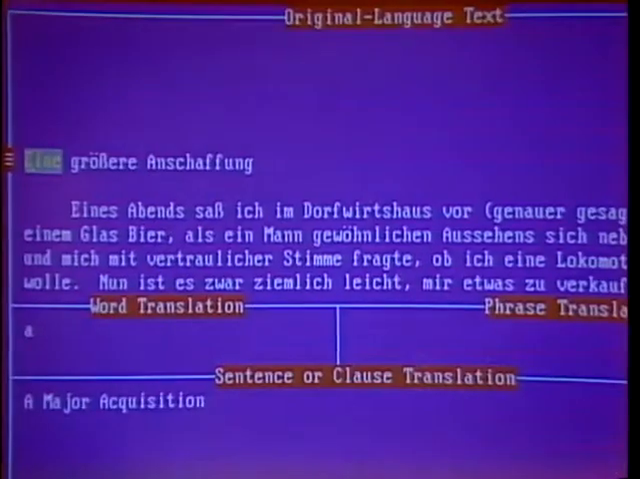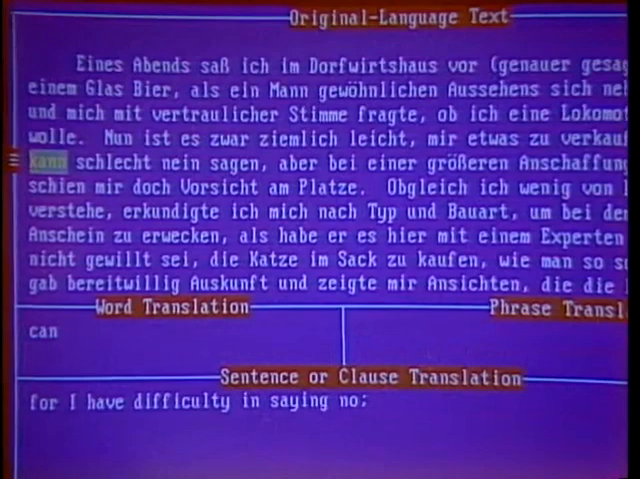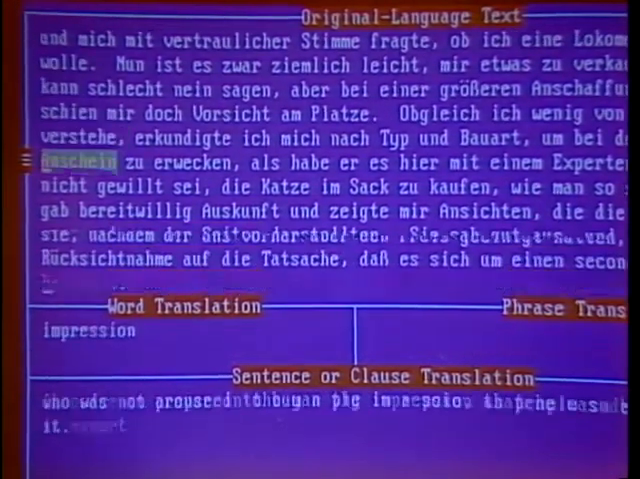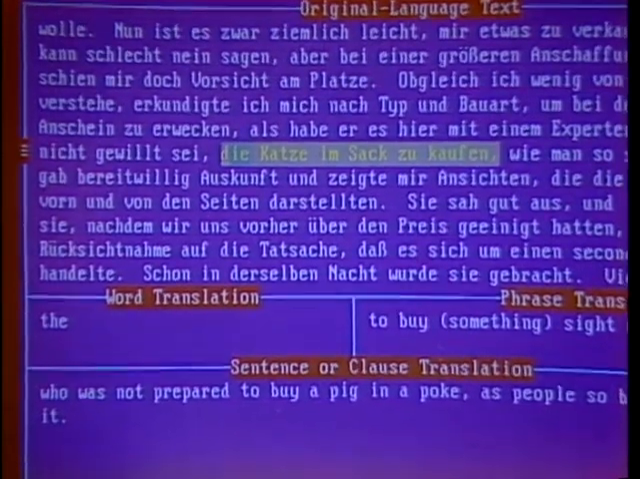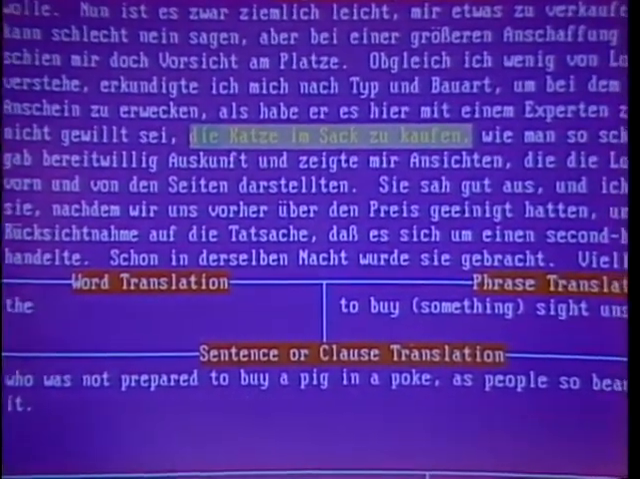Now, another thing that might keep you from understanding what you're reading would be an idiomatic phrase, such as, in English, to kick the bucket. I'll show you one in German. Here's a phrase, eine größere Anschaffung, put into transparent language by Professor Roger Brown. Here's the phrase, die Katze im Sack zu kaufen.